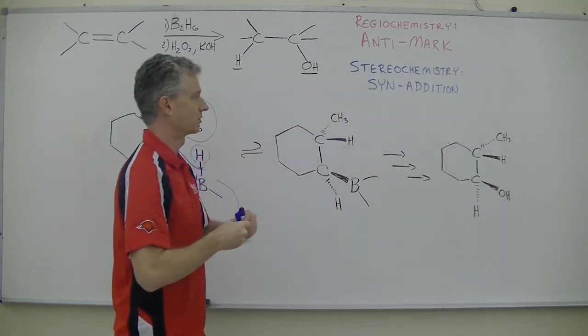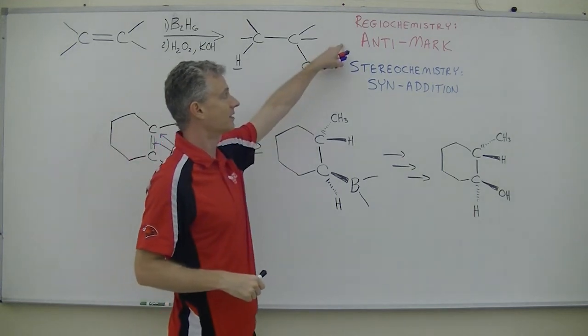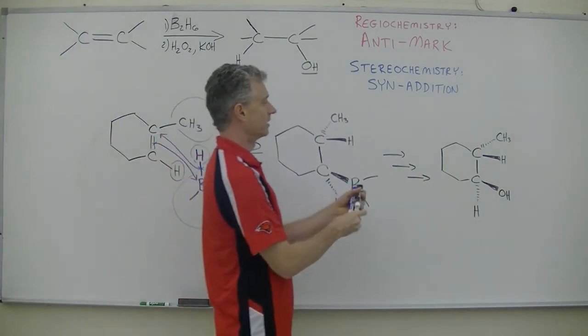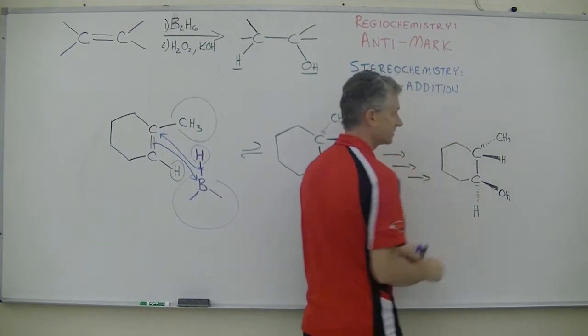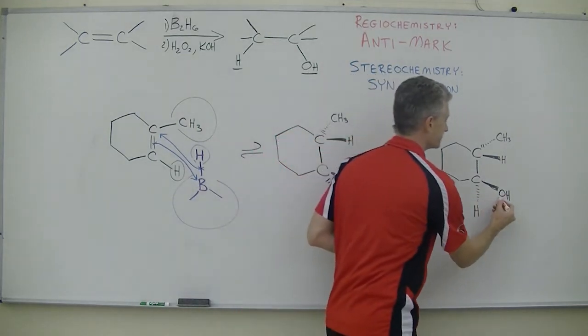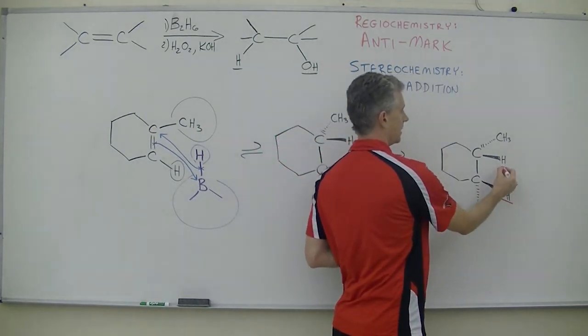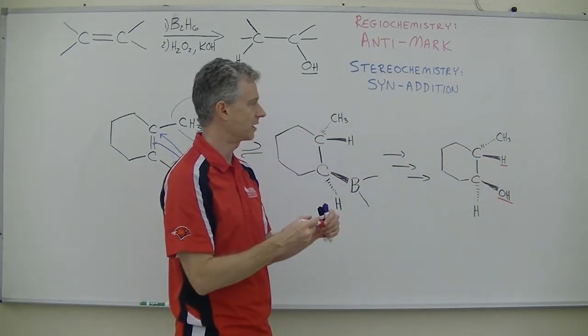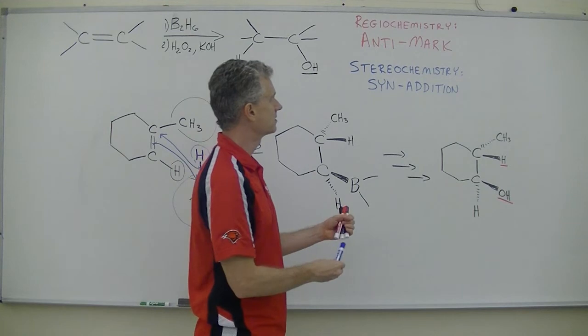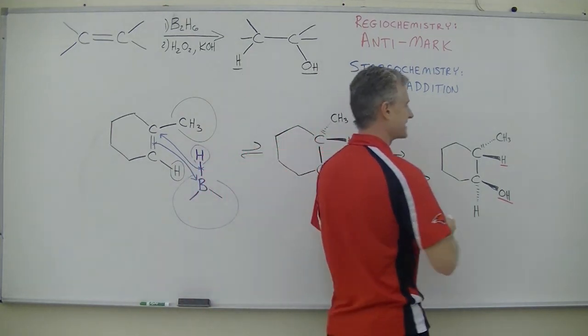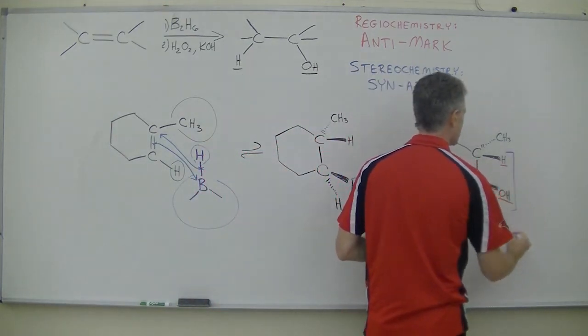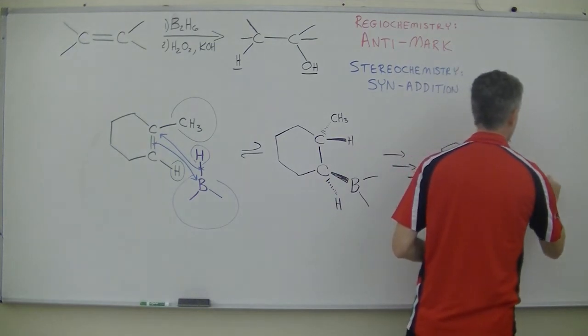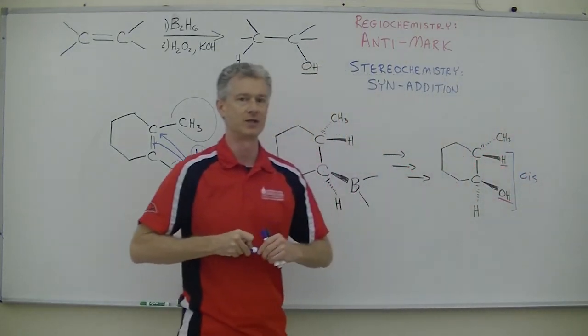So in this case, we have a reaction that's anti-Markovnikov. The OH ended up on the less substituted carbon, whereas the hydrogen ended up on the more substituted carbon where there's fewer H's for it to hang out with. And it is stereospecific, it's syn-addition. The hydrogen and the OH end up cis to each other.